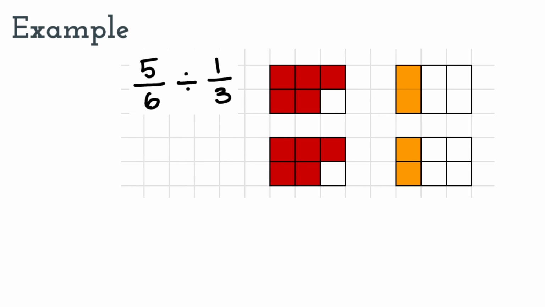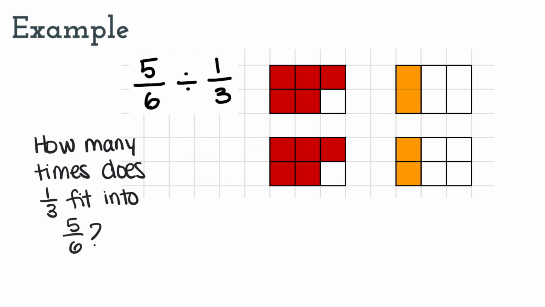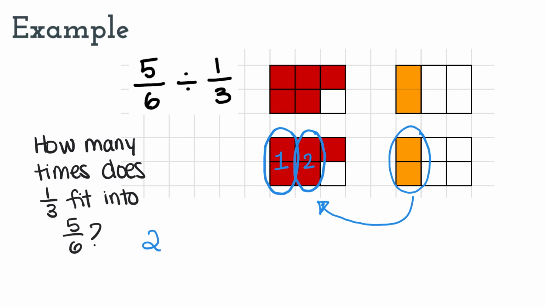So going back to this problem, we have 5/6 divided by 1/3. So how many times does 1/3 fit into 5/6? Well, it fits into this 1 time and a second time, so 2 whole times. But now wait, we have this extra part. And this 1 part is out of the 2 parts that we need to create a whole. So that means that 5/6 divided by 1/3 is 2 and 1/2. Or, in other words, 1/3 fits into 5/6 2.5 times.